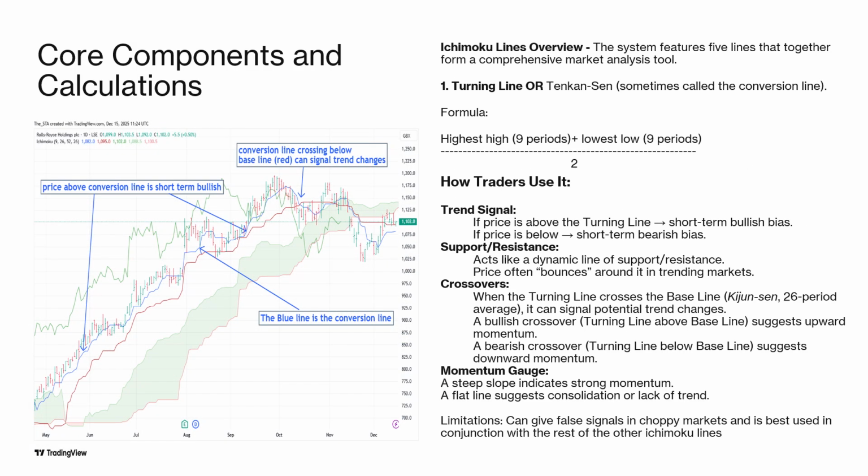So let's have a look at the core components and its calculations. Ichimoku lines consist of 5 different lines. The first one we're going to look at is the turning line, Tenkan-sen, sometimes called the conversion line. Now, the formula for this is the highest high over 9 periods added to the lowest low over 9 periods. They are added together and divided by 2.